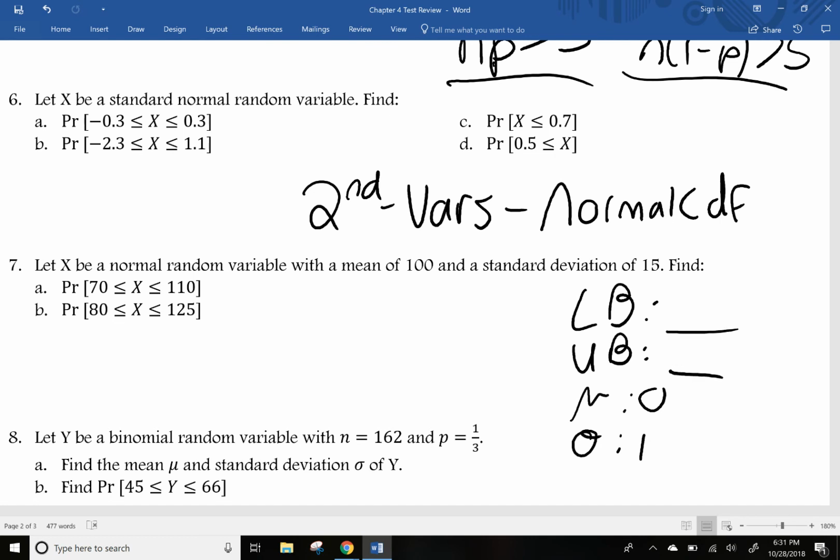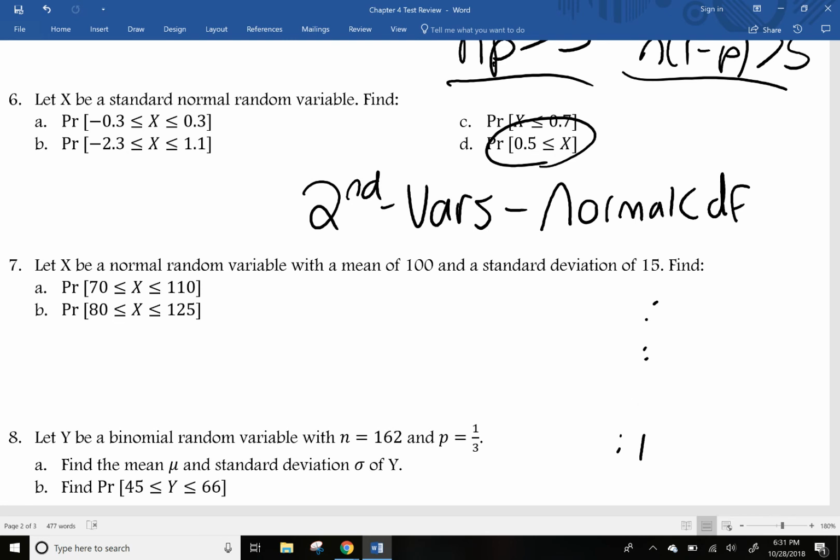Now for C and D, it says x is less than 0.7. So that is basically all the way from negative infinity to 0.7. So your lower bound in that case would be negative infinity, which remember in the calculator we would type in negative 1 E99 and then the upper bound 0.7. And the other one is x is greater than 0.5. So that means the lower bound is 0.5, which means the upper bound is positive infinity. Positive infinity would be positive 1 E99. That's how you would type that in the calculator. So moving on.